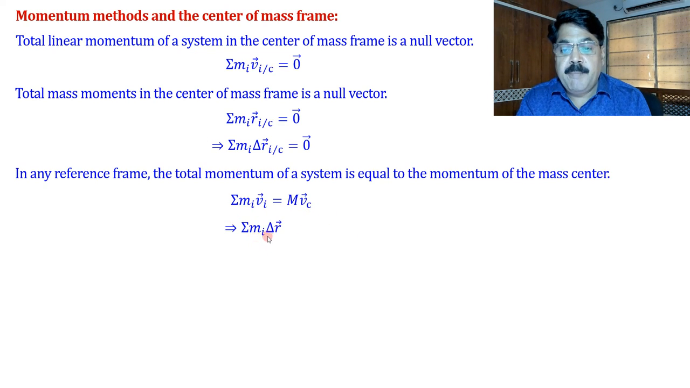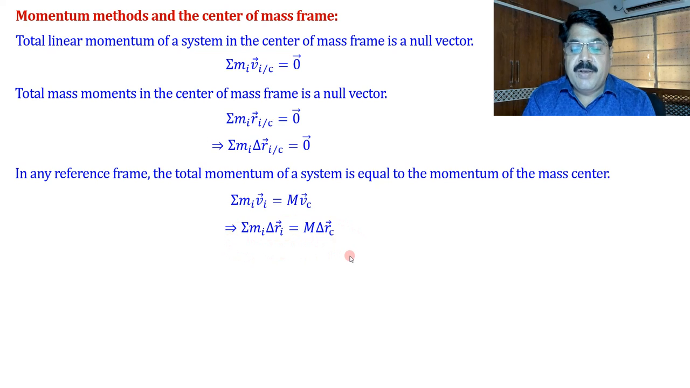So summation mi delta ri is equal to m delta rc. What do we get? Here again we can relate displacements of various particles with the displacement of center mass in any other frame. The same idea I communicated with respect to center mass, here applies with respect to any other reference frame.